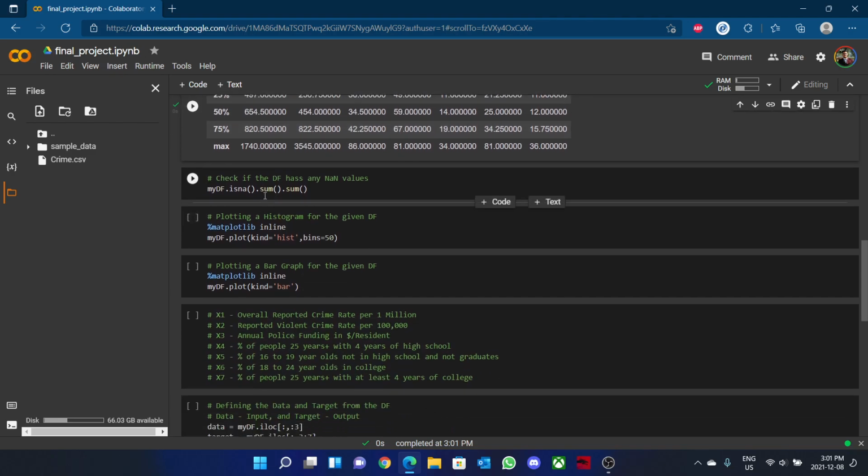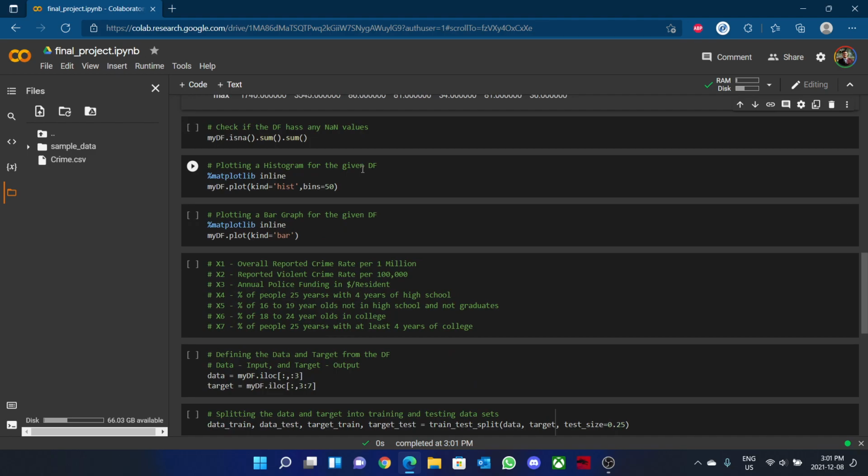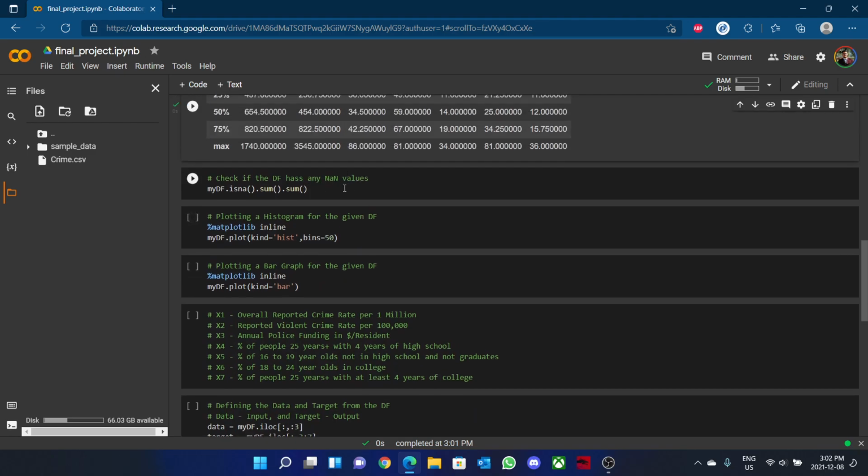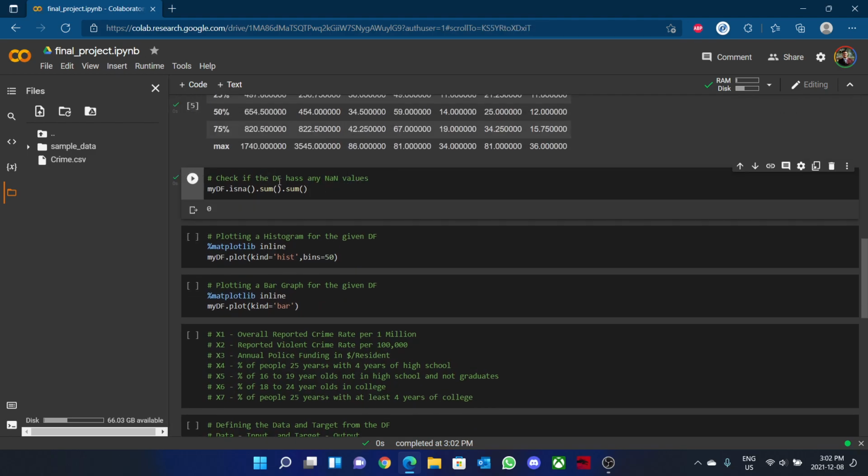So let's check if the data has any NaN values. NaN stands for not a number, and as we can see, there are 0 NaN values in the data frame.